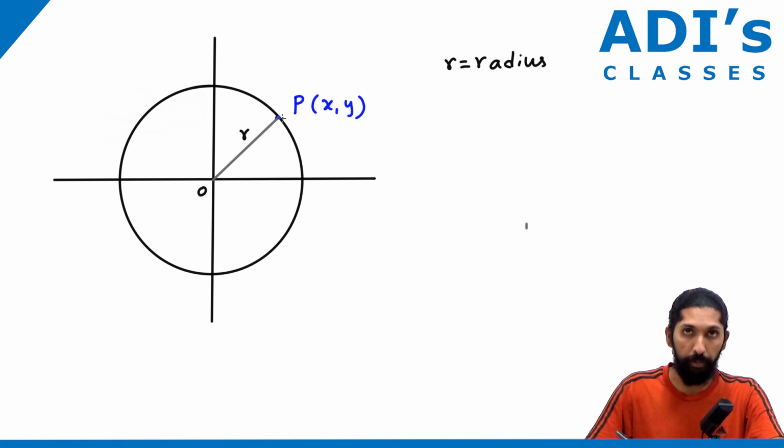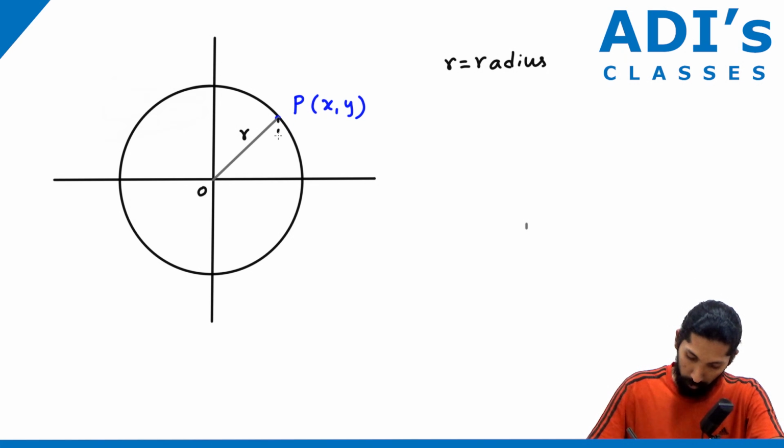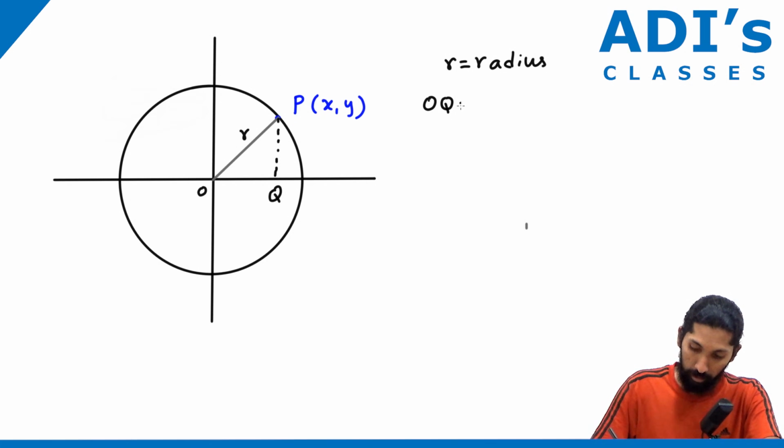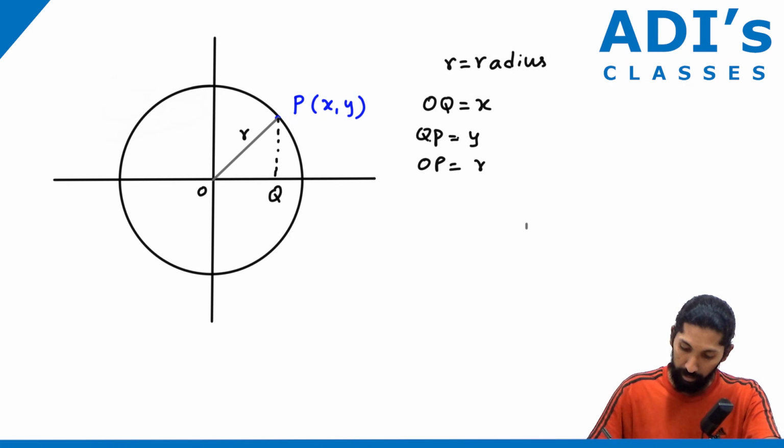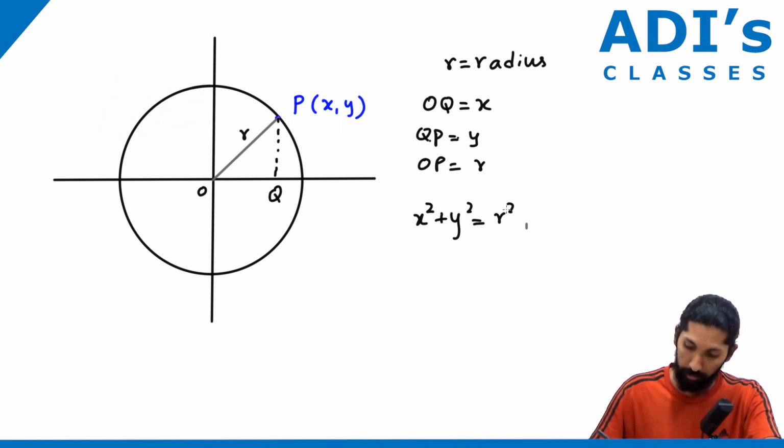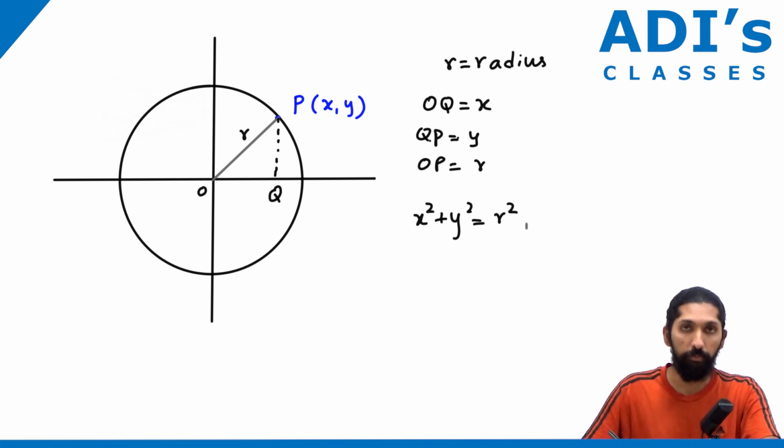Now, from point P, we'll draw a perpendicular. Say this point is Q. Now, OQ is nothing but x and QP is nothing but y, and OP is equal to R. By the Pythagoras theorem, we can write x square plus y square is equal to R square. This much you know.